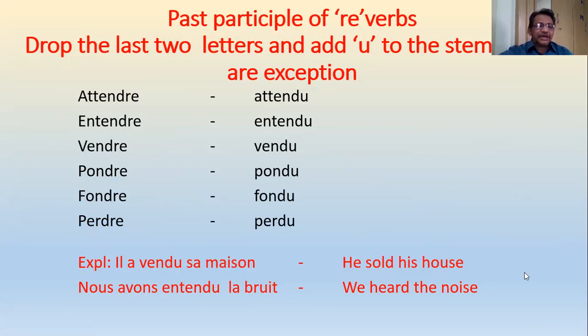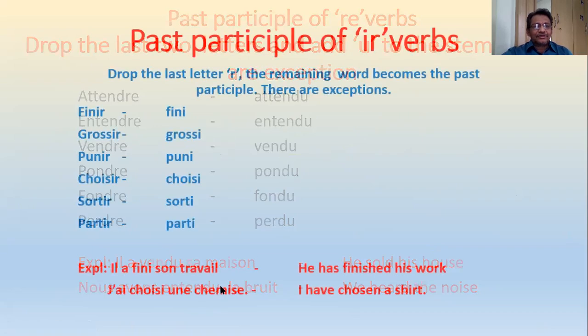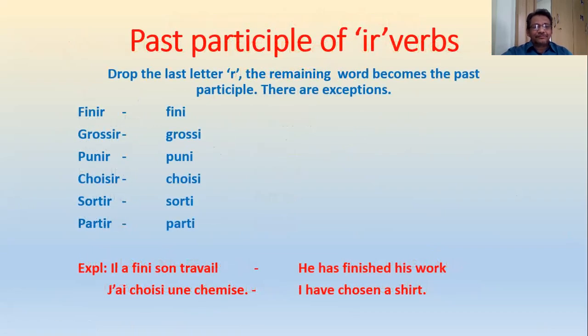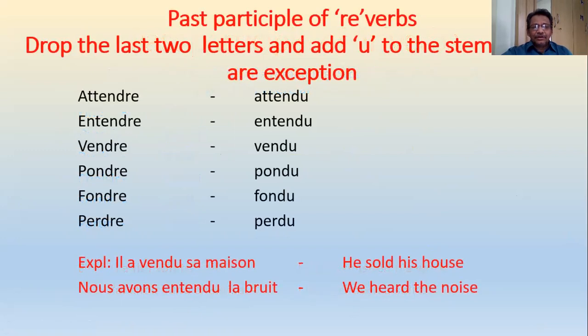Okay, the example is here. Il a vendu sa maison. He sold his house. He has sold his house. Nous avons entendu le bruit. He heard the noise. This is how a sentence in passé composé is written in French.